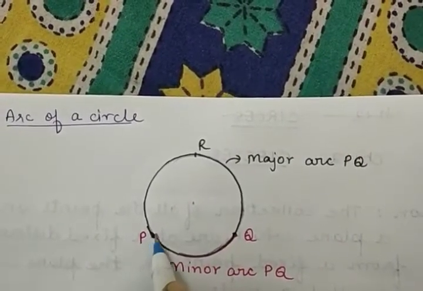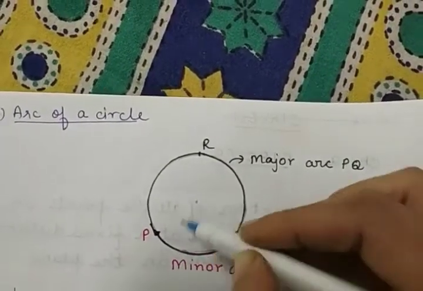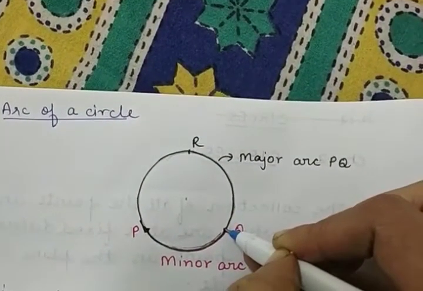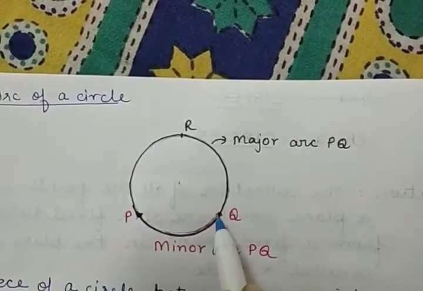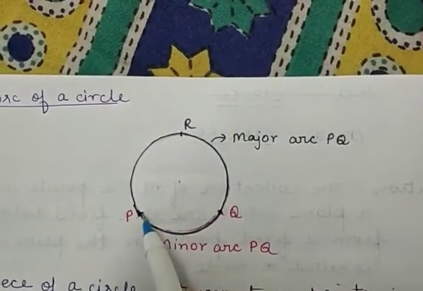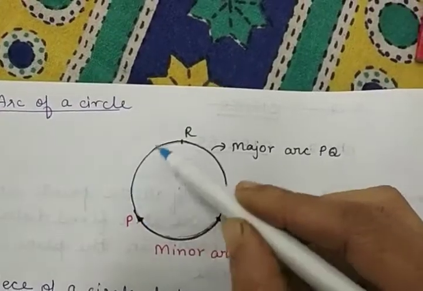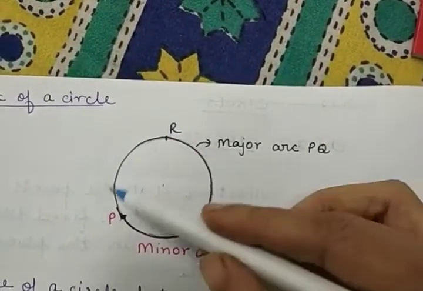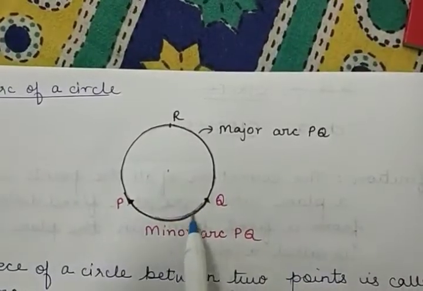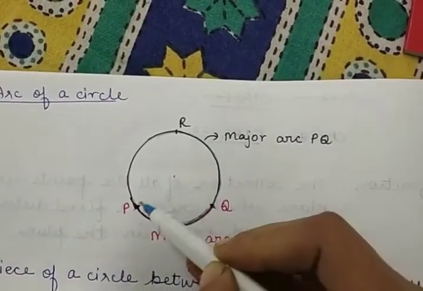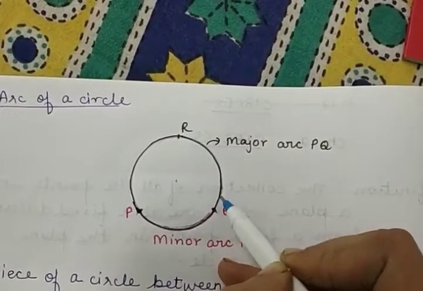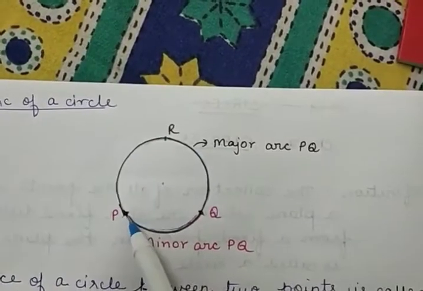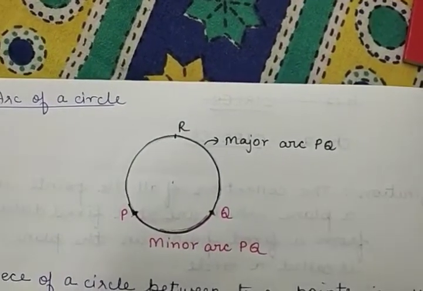So if you take these 2 points, this is an arc of a circle, as well as this is also an arc of a circle. Now you'll see these 2 points will divide your circle into 2 arcs, this smaller arc and this bigger arc, or longer arc. This smaller arc is called the minor arc and this is called the major arc. So the longer arc is called the major arc and the smaller arc is called the minor arc.